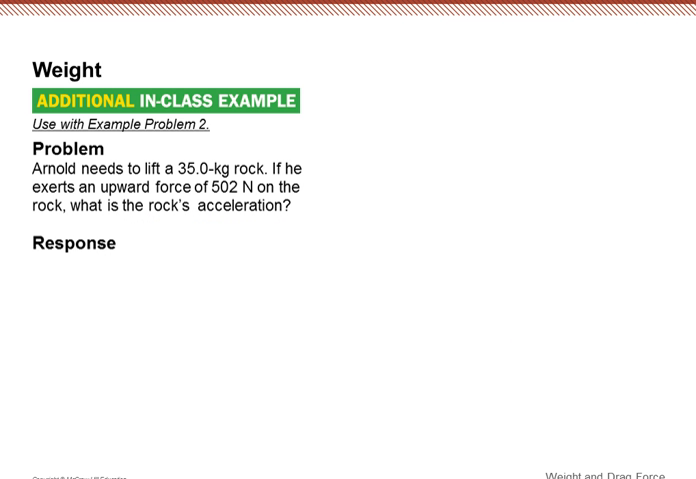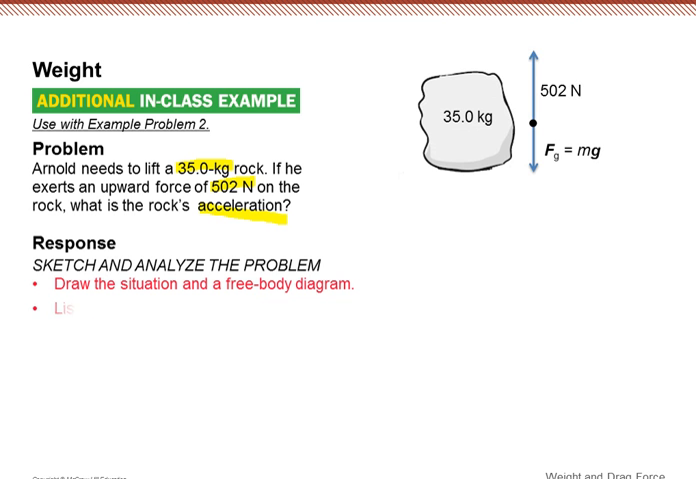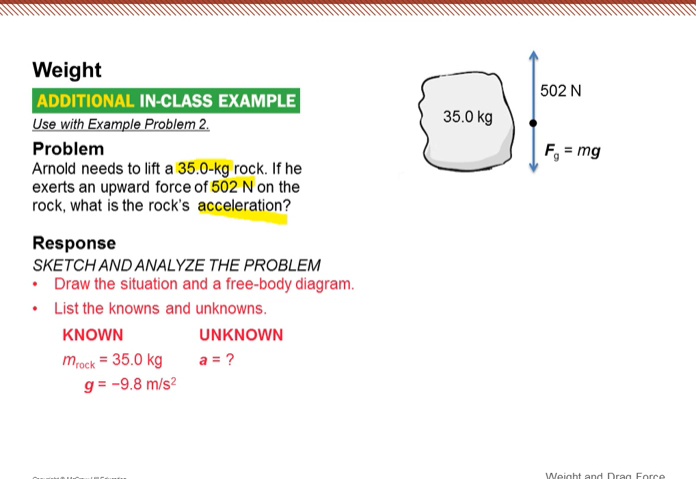So let's take a look at a situation here. Let's say Arnold needs to lift a 35 kilogram rock, and remember this is kilograms, so that's the mass. If he exerts an upward force of 502 newtons, what is the rock's acceleration? So we have a mass, we have a force, we're looking for acceleration. Well, this takes us to Newton's second law, and we can draw a free body diagram to just double check to make sure we have all the forces here.